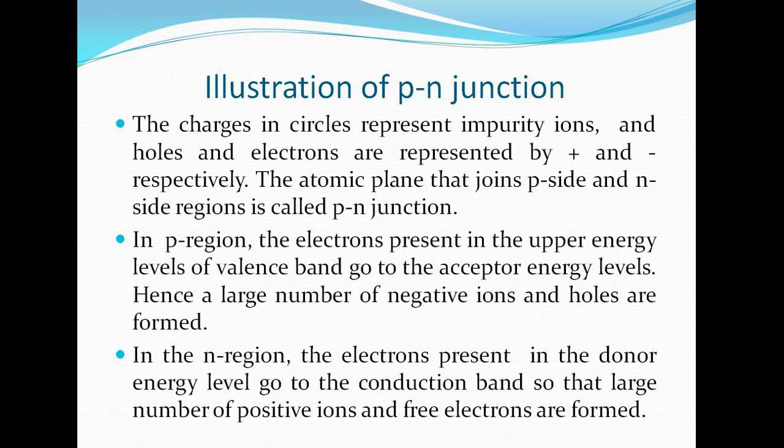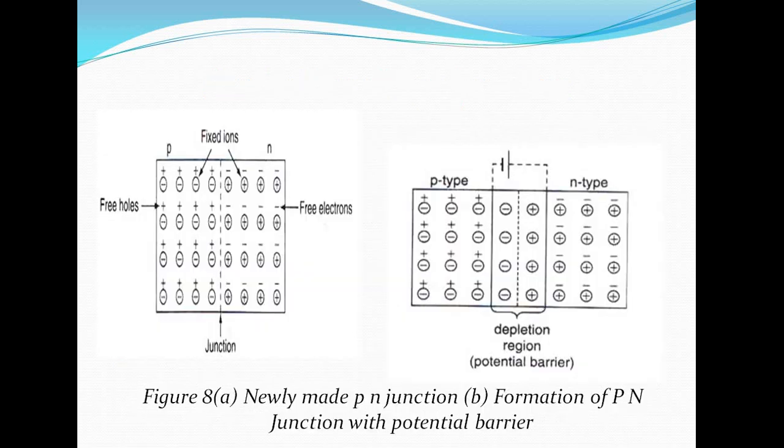In the n region, the electrons present in the donor energy level go to the conduction band, so that a large number of positive ions and free electrons are formed. Here you observe that this is a p-type material and this is n-type material. These two are in contact.